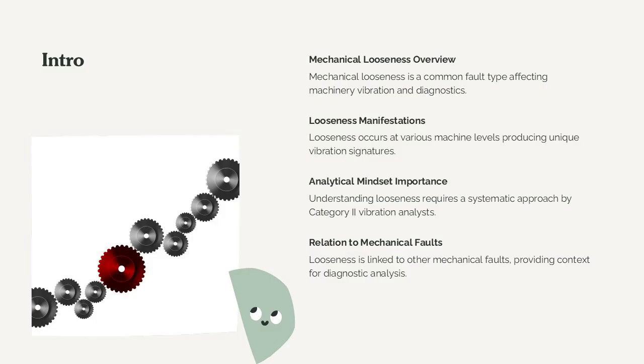It outlines why looseness occurs, how it manifests in various machine configurations, and why understanding its signatures is essential for Category 2 vibration analysts. The introduction clarifies that looseness can exist at multiple levels within a machine, from internal bearing fits to external structural frameworks, and that each type produces its own vibration signature. By framing looseness as both common and highly misunderstood, this slide encourages participants to adopt a systematic and analytical mindset throughout the presentation. The content also briefly explains the relationship between looseness and related mechanical faults, providing context for the deeper analysis in subsequent slides.